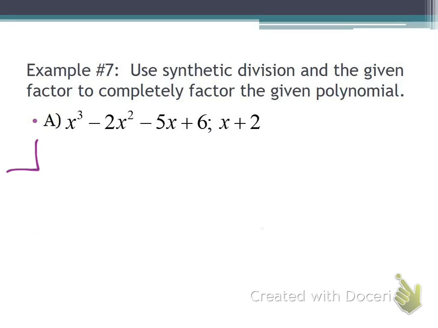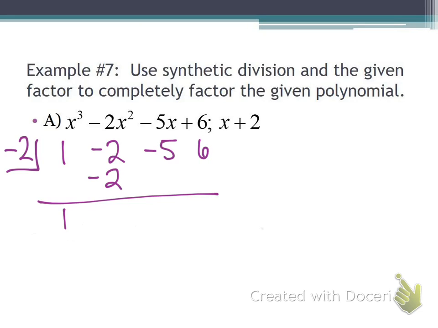So what number is going in my little box? A -2. Is my polynomial in standard form? Yes, it is. Do I need any 0 placeholders? Not this time. We've got cubed, squared, linear, constant. They're all there. What are my coefficients? 1, -5, and 6. Great. 1, -2, -5, and 6. We put our bar, a little space. The 1 drops down. 1 times -2.